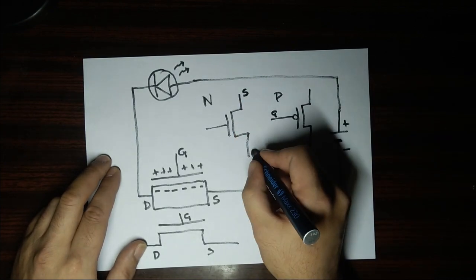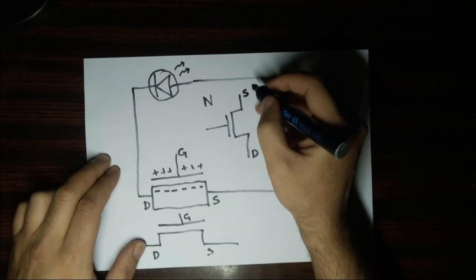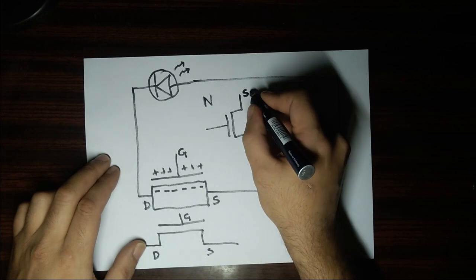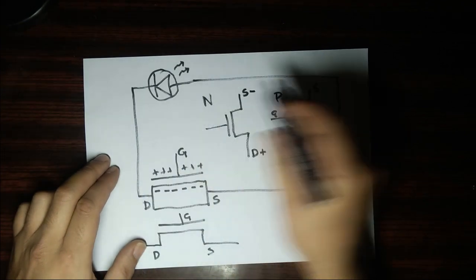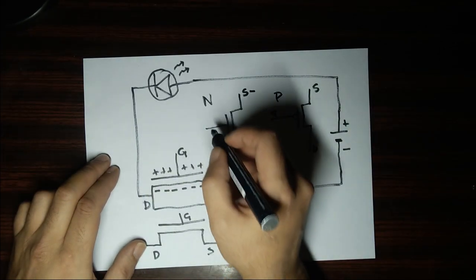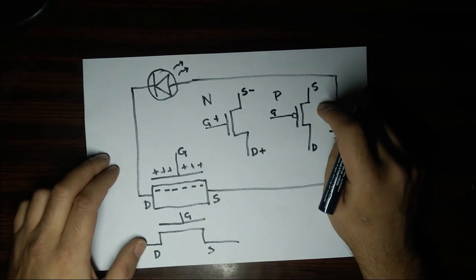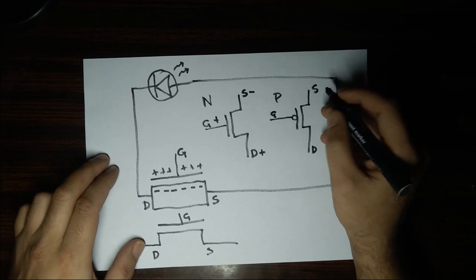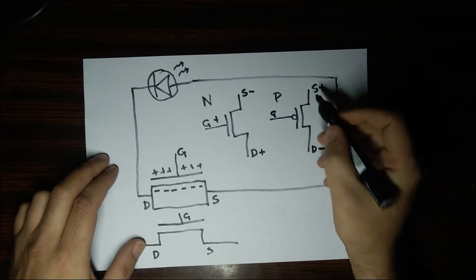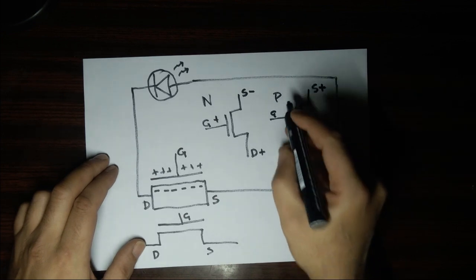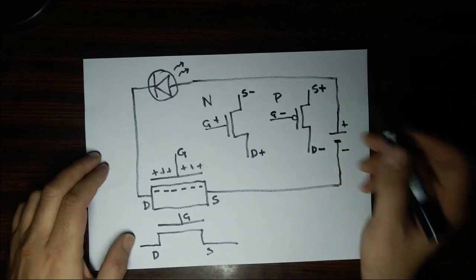The N-type transistor needs a minus on its source, a plus on its drain, and to turn it on you need a plus on its gate. The P-type does exactly the opposite. It requires a plus here, a minus here, and it requires a minus here to turn it on compared to its source terminal.